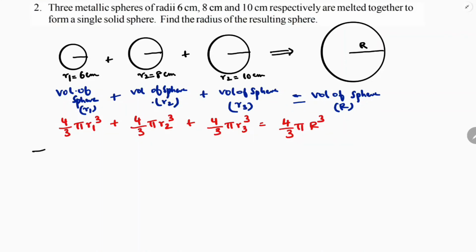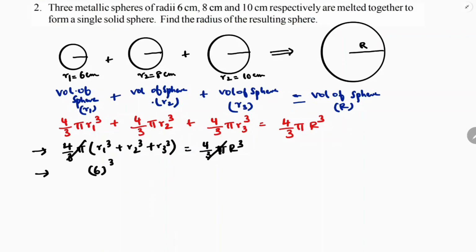Now if I simplify this, in all the terms 4 by 3 pi is common, so I'll take 4 by 3 pi common. So I'll be left with r1 cube plus r2 cube plus r3 cube equals 4 by 3 pi capital R cube. Now 4 by 3 pi and 4 by 3 pi I can cancel. So r1 is 6 cube, r2 is 8 cube, r3 is 10 cube, which is equal to R cube.